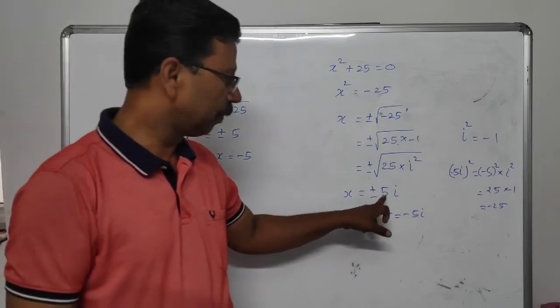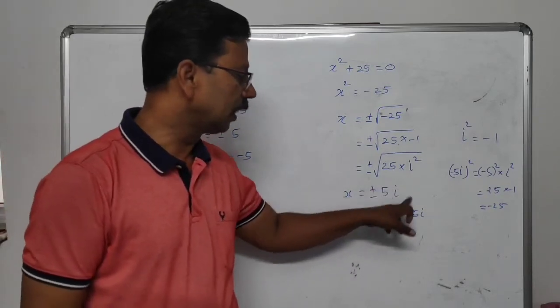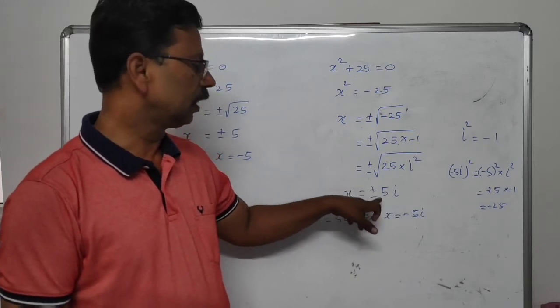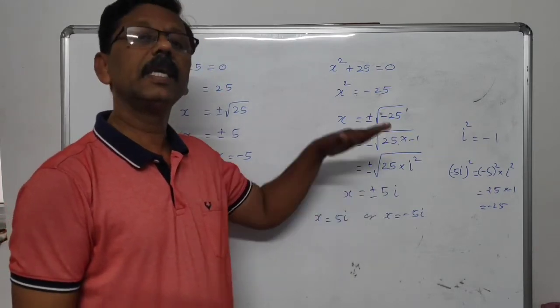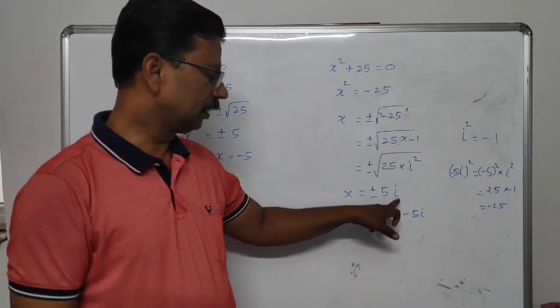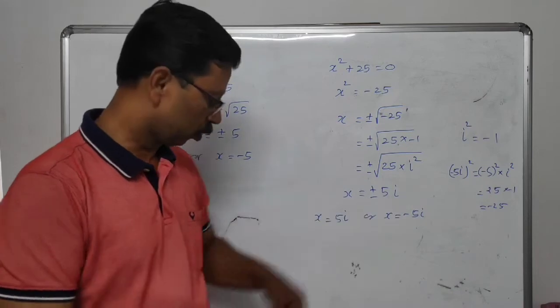Now here, we are writing plus or minus 5i. What does this i stand for? This plus or minus 5i is the imaginary root for this number. Therefore, here i stands for imaginary root.